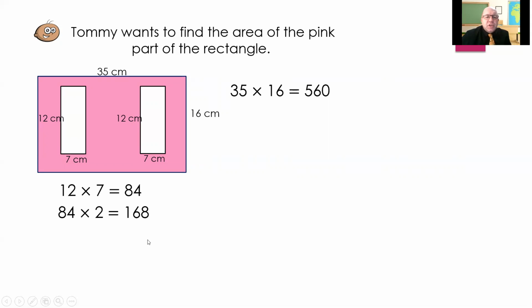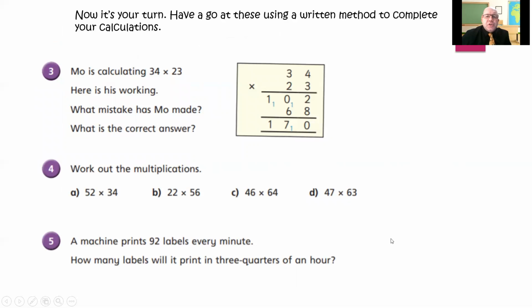And now all we need to do, I say all we need to do, quite a tricky calculation, is take the big area, the 560, and take away 2 little areas, which is 168. So our final answer, the area that is pink, will be 392 centimeters squared. Remember that little 2 tells us that it's area. Okay, now it's your turn. Pause the video and have a go at these written calculations.